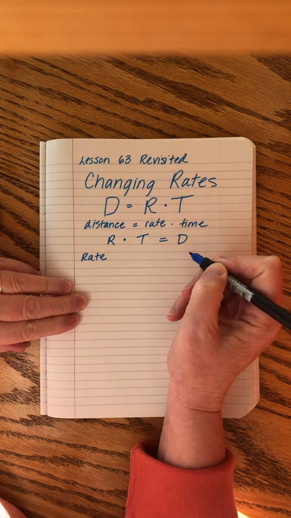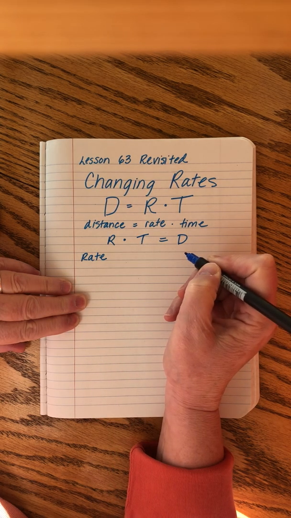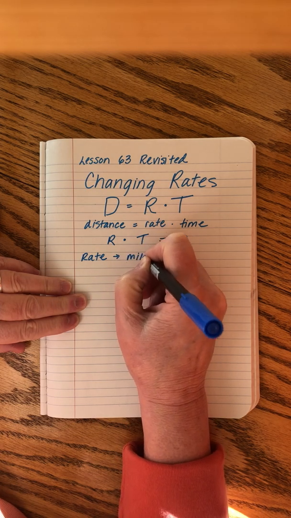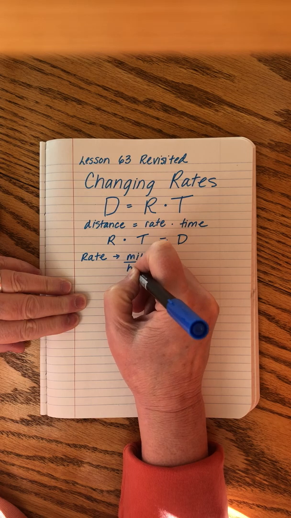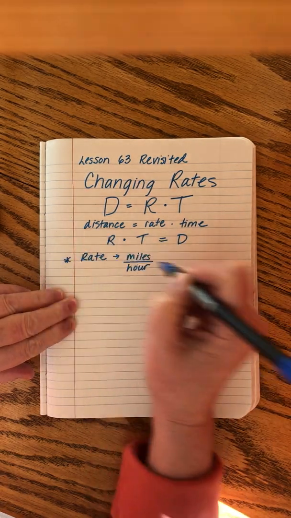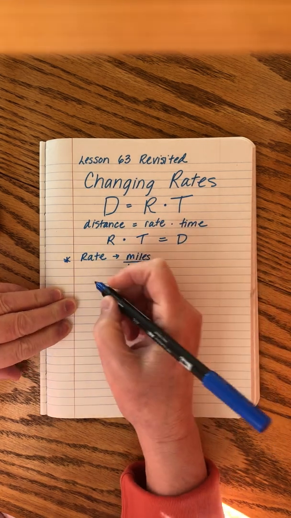Rate is, the easiest way to think of it is miles per hour. Okay, we're going to come back to it because this is the one that we pay the most attention to. I'm just going in order here.